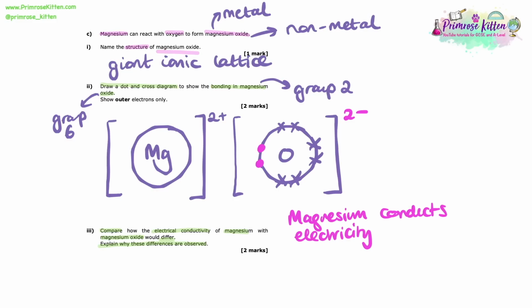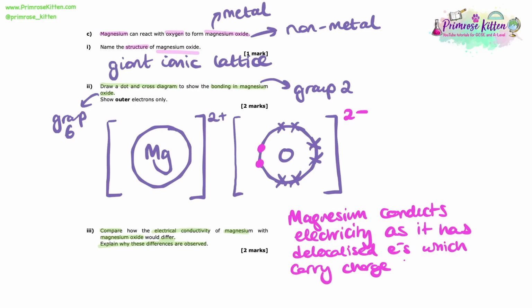Well, magnesium always conducts electricity. And the reason for that is due to its metallic structure. Due to its metallic structure, it has delocalized electrons. And those delocalized electrons are always going to be free to move and to carry charge. So that is our explanation as to why magnesium will always conduct electricity.